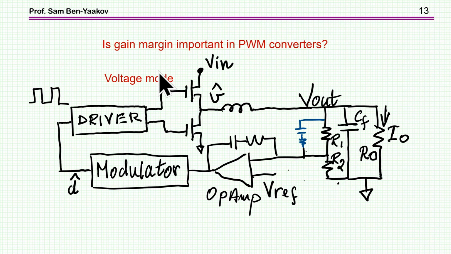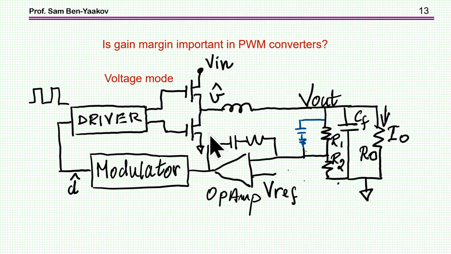Now, the question is: is gain margin important in a PWM converter? So I'm showing here what looks like a synchronous buck converter. We have the half bridge here, the two transistors. We have the output section. This is the error amplifier, modulator, and there is a driver, of course, for these two transistors. And the system is fed by a power supply of Vin.